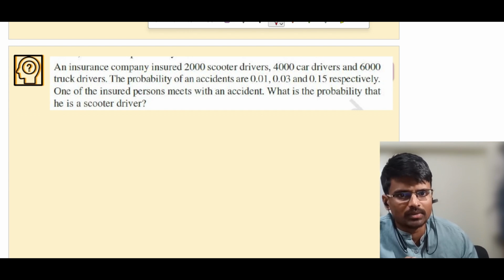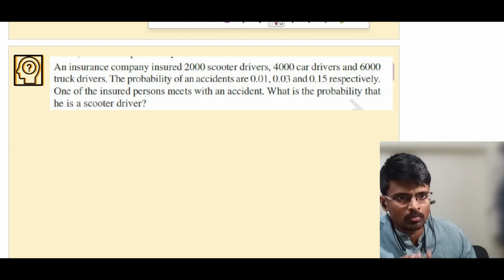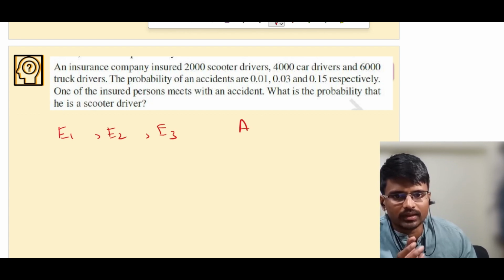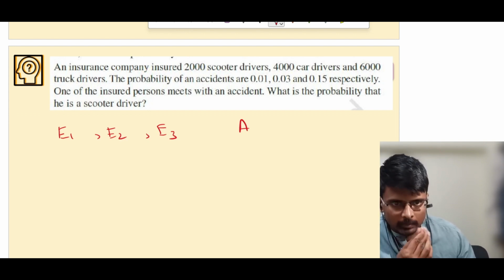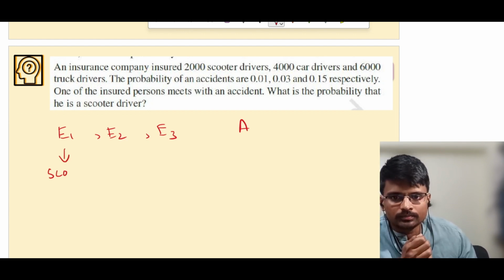So here, an insurance company insured 2,000 scooter drivers, 4,000 car drivers, 6,000 truck drivers. The probabilities of an accident are 0.01, 0.03, 0.15 respectively. One of the insured persons meets with an accident. What is the probability that he is a scooter driver? So the first step is to identify the events. So you have E1, E2, E3, and A, right? E1 is your scooter, E2 is car, and E3 is truck, and A is your accident.